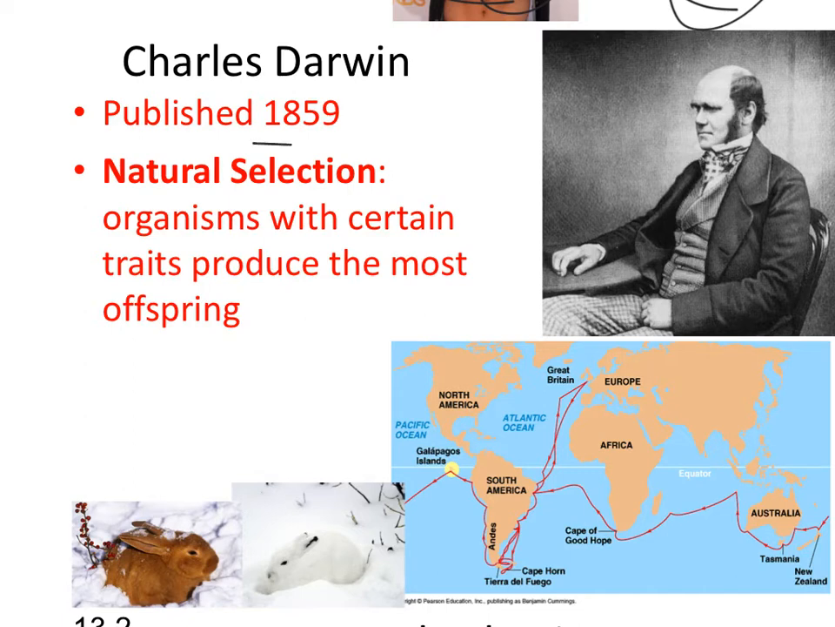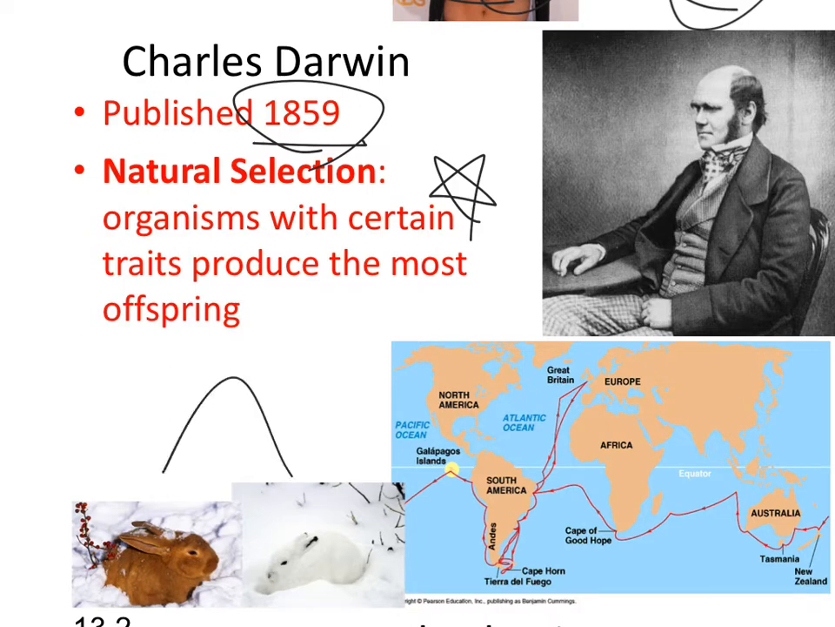Charles Darwin piggybacked off of Lamarck's ideas. He came after Lamarck. And Charles Darwin is credited with this idea of natural selection. This is like a big kahuna, a big moneymaker, natural selection. Very important topic to know. Natural selection is the idea, which we still believe true based on all evidence that we have found since the mid-1800s, that organisms with certain traits produce the most offspring.